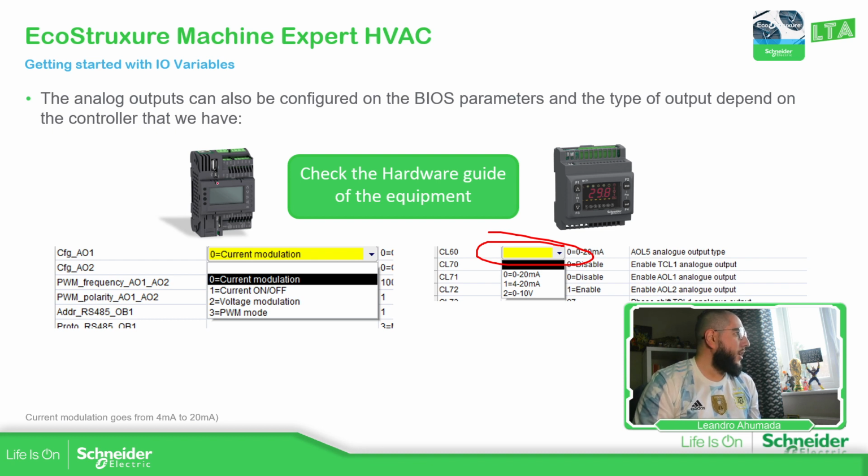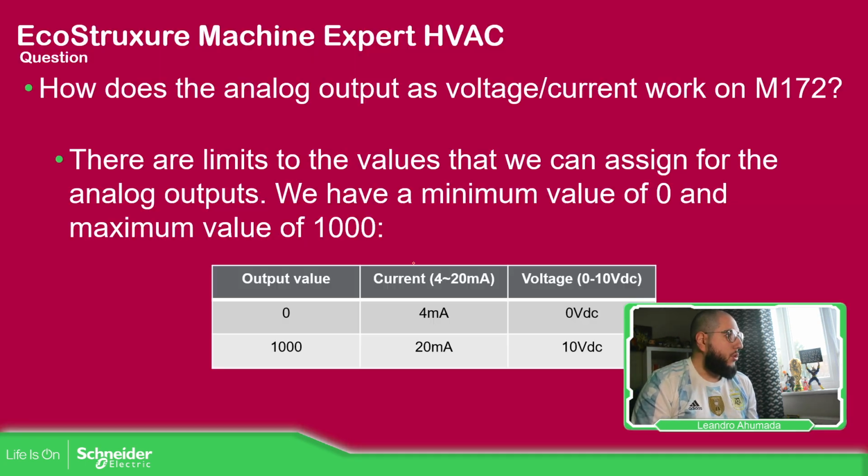Now for the analog output of the M172, you have current modulation, current on off, voltage modulation, and PWM. What I'm going to cover here is the current modulation and voltage modulation. The current modulation is for 4 milliamps to 20 milliamps, and the voltage modulation is from 0 to 10 volts. So that's something that you need to know. And this is the table for the value.